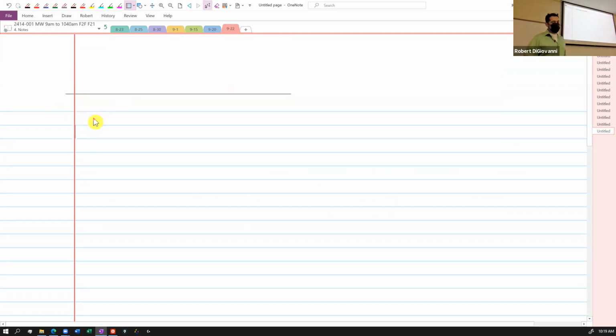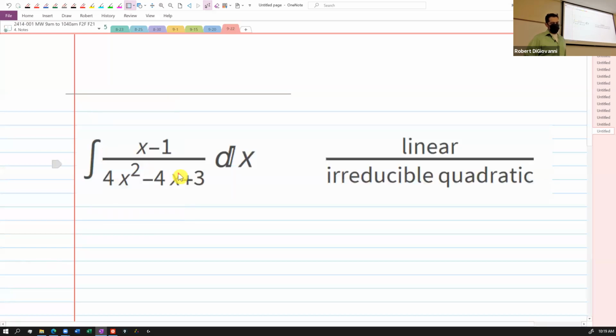Okay, the next one is one of my favorite types of integrals out there. This is one of my favorite. It's not because it's really, really hard. It's because the way you can do this is kind of cool.